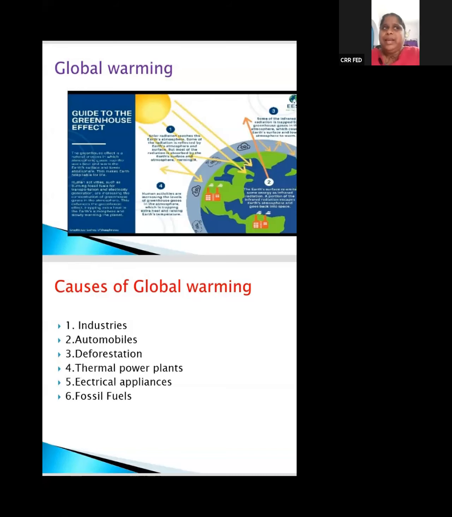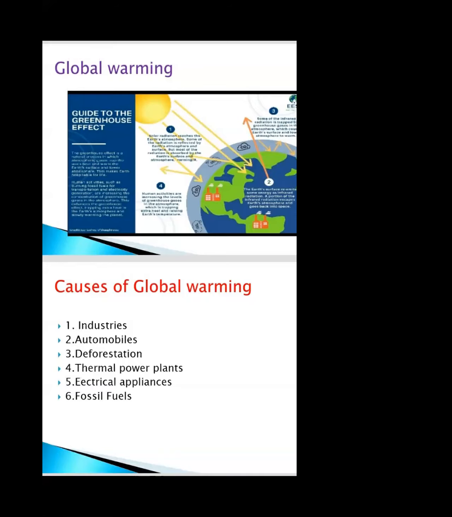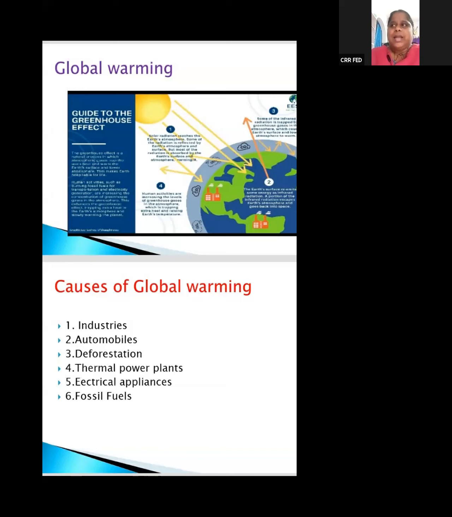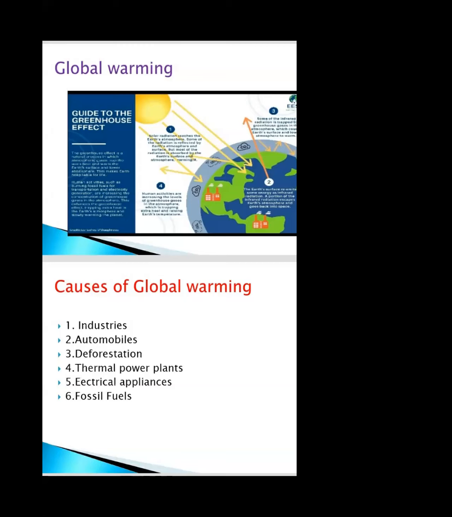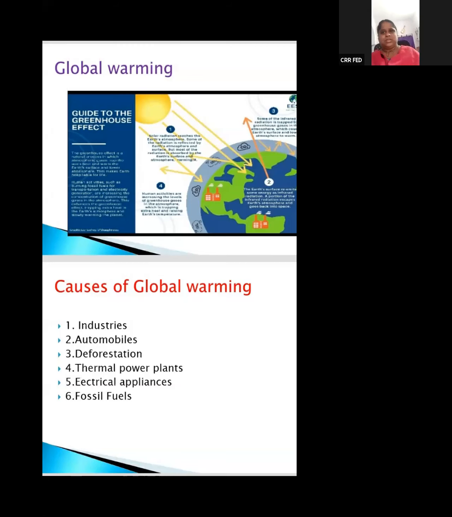So they are building glass houses. Is that all? Yes ma'am. Glass houses, those glasses absorb solar radiations and do not allow them to go back into the atmosphere. So warm conditions are maintained in that glass house. Okay, very good. That is known as greenhouses and also glass houses.